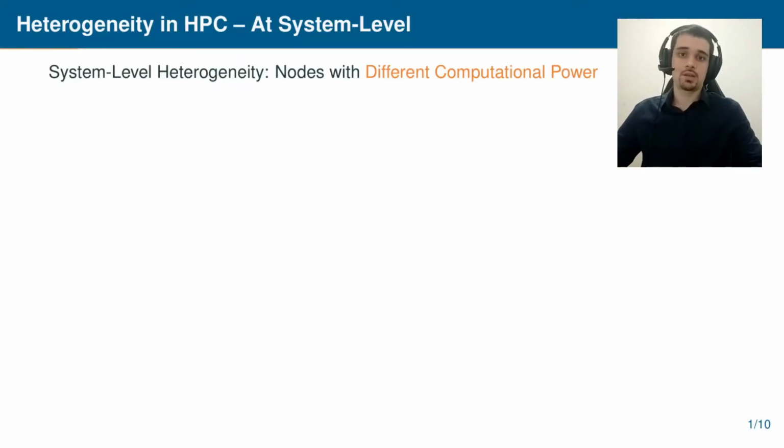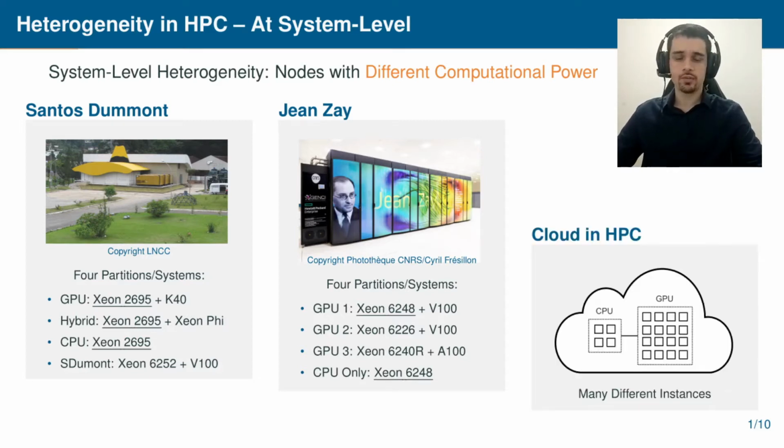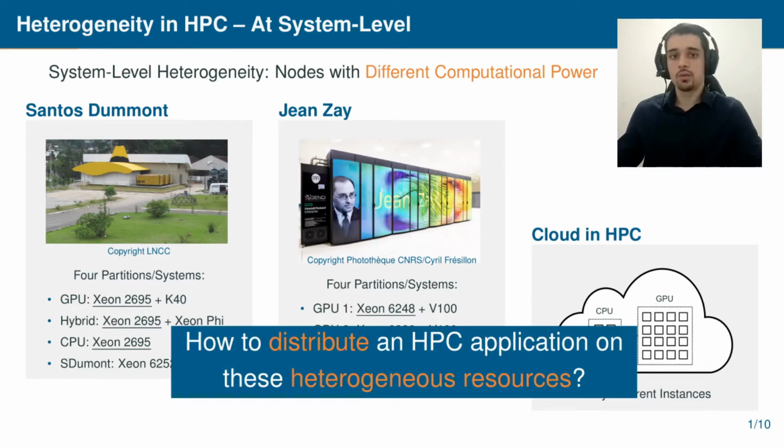Over the last 2 decades, heterogeneity in HPC has become a necessity, not only at intranode level with accelerators, but at a system level when machines are different from each other. This is very noticeable when we analyze supercomputers like the Brazilian Santos Dumont or the French Jean Zay, that each have 4 main partitions. Heterogeneity is also found by scientists willing to easily access cheap resources, for example in the cloud, where there are dozens of instance types that can be freely combined. So the problem that I will discuss today is how to distribute an HPC application on these heterogeneous resources.